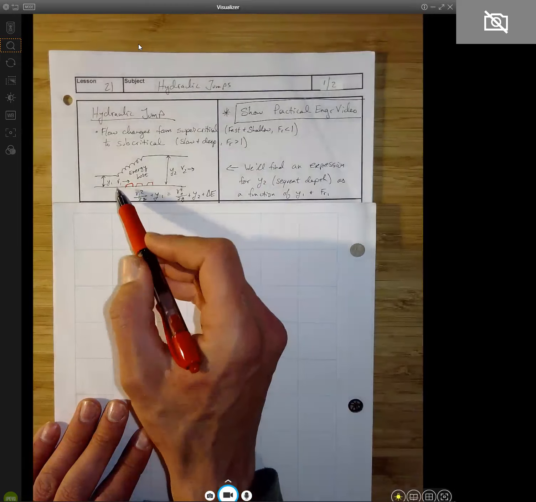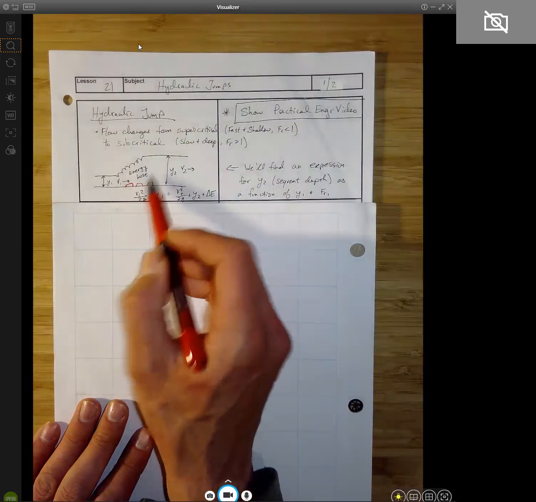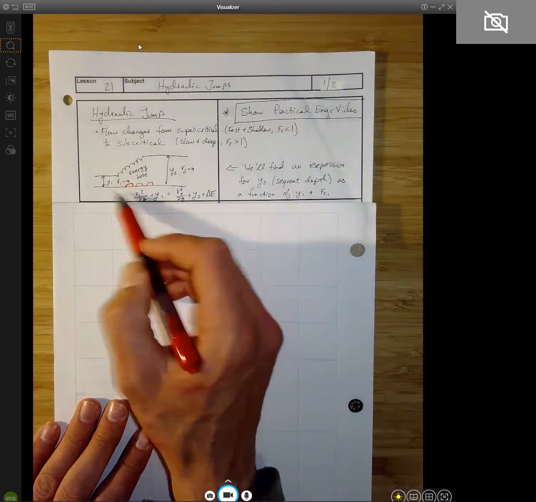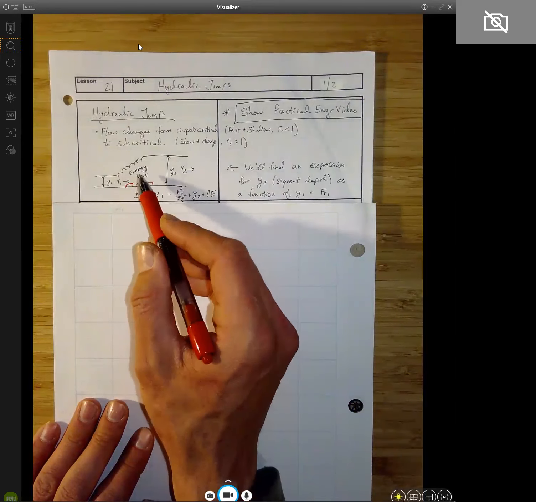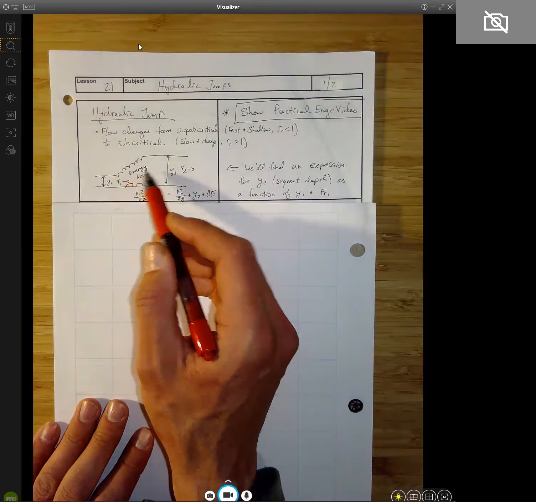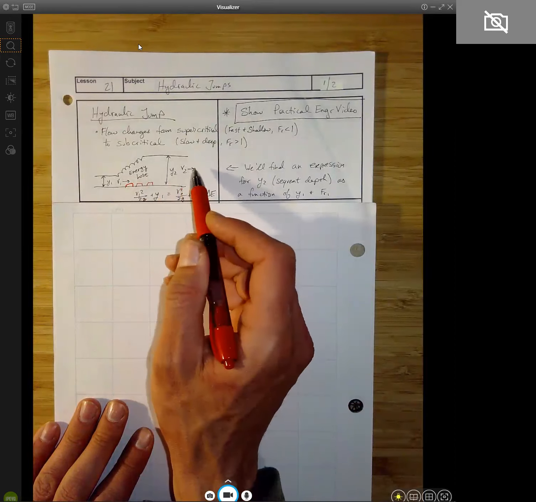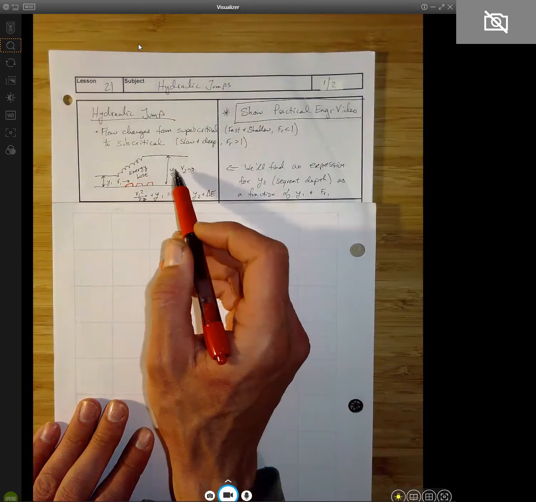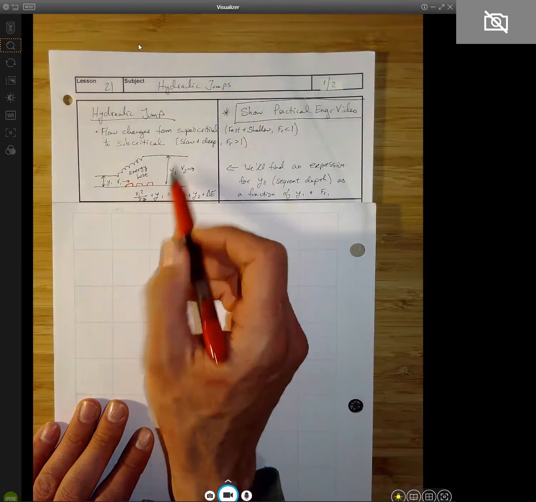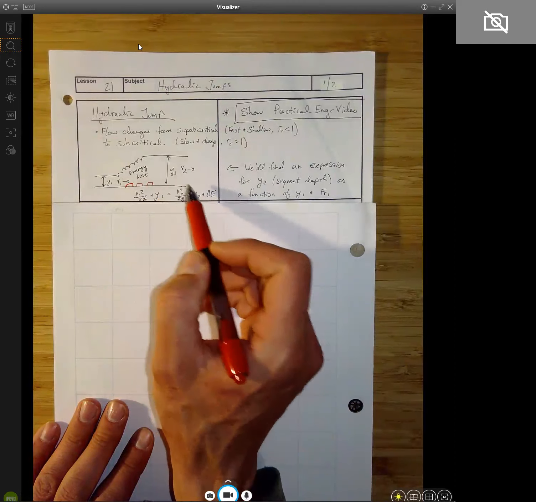And so this hydraulic jump occurs, we get turbulence, white water, and that turbulence dissipates energy. And so we lose energy. We end up with a different energy. So we're thinking about specific energy. We end up with a smaller specific energy, a greater depth, a slower velocity downstream.